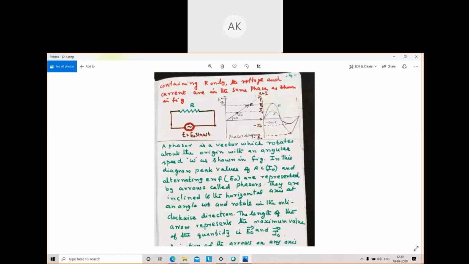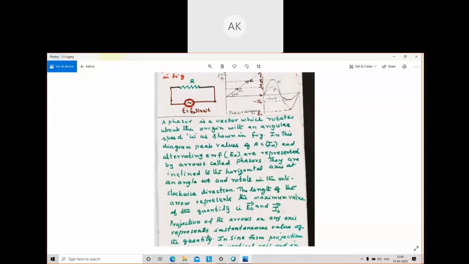Here you can take E or I. If it is an E and T graph, it will give E. If an I and T graph, we will get I at a particular instant. Every instant the current magnitude is changing and this is the maximum value, the peak value. In between we get different values of EMF at different instants of time. How? By drawing a projection to the axis. For a sine curve, we take the projection on the y-axis. For a cosine curve, we take the projection on the x-axis.